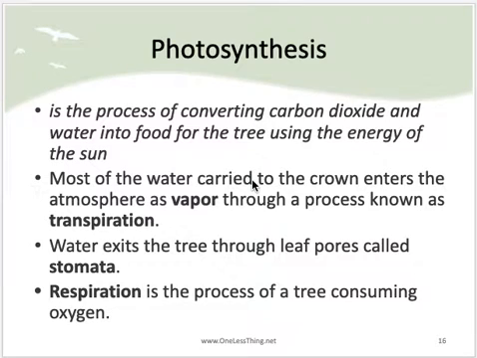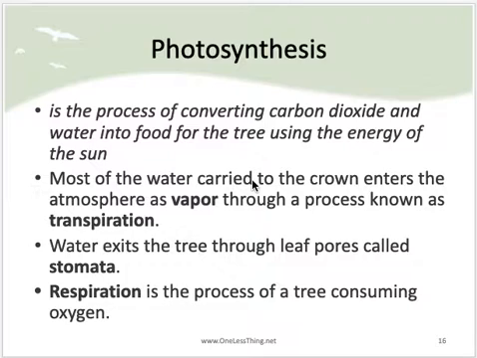Photosynthesis. We've mentioned that word several times now, but photosynthesis is the process of converting carbon dioxide and water into food for the tree using the energy of the sun. So I'm going to show you a diagram here shortly, but all plants do this process. It is an extremely unique factor of plants. That is why plants don't have to have food like animals, right?